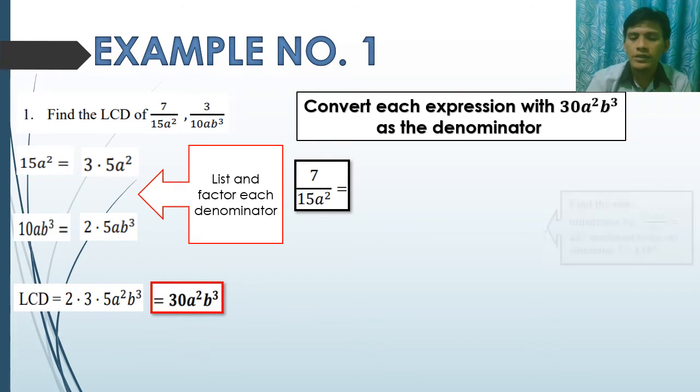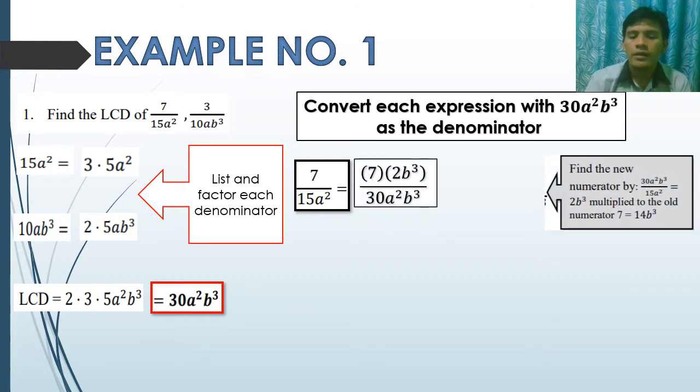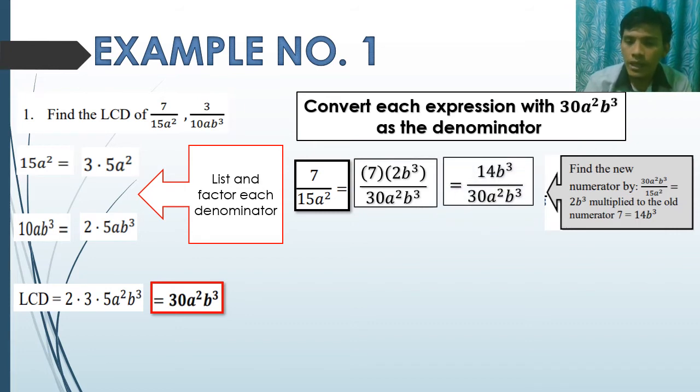7 over 15a squared. Our LCD is 30a squared b cubed. 30 divided by 15, and that is 2. A squared divided by a squared, and that is 1. B cubed will remain. So 2b cubed will be multiplied to our numerator, which is 7. 7 times 2b cubed, and that is 14b cubed over 30a squared b cubed.